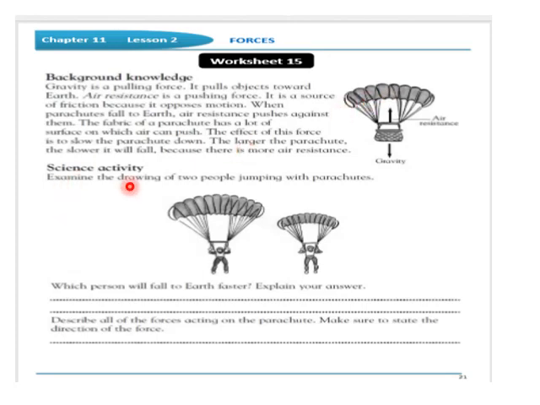So the science activity: examine the drawing of two people jumping with parachutes. We have those two people trying to jump with parachutes. Which person will fall to earth faster? I will give you a second to think about it and then explain your answer, guys.